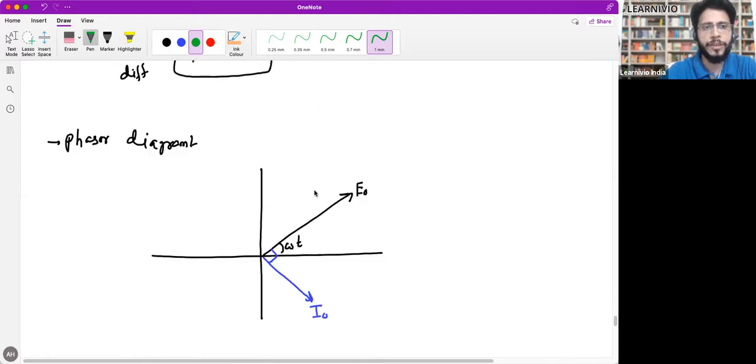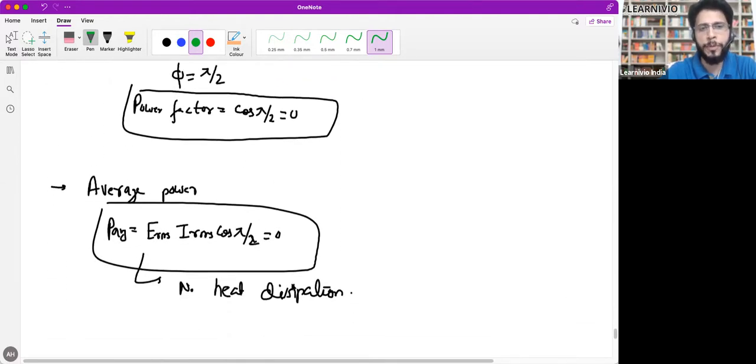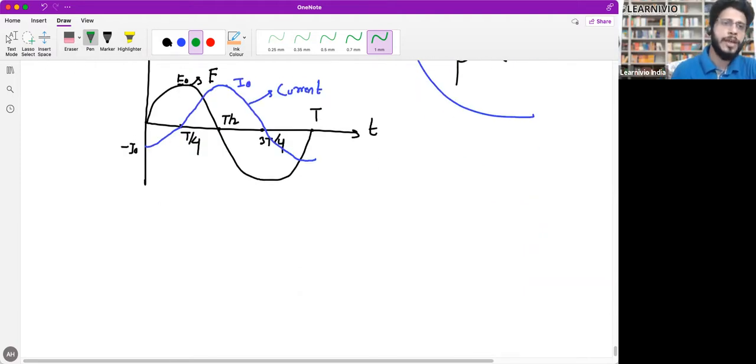Okay, next is phase difference. You know, power factor is 0 here. Average power is also 0. Next, first of all, we have few conceptual questions on this topic. First off, I'm discussing all those topics as notes.